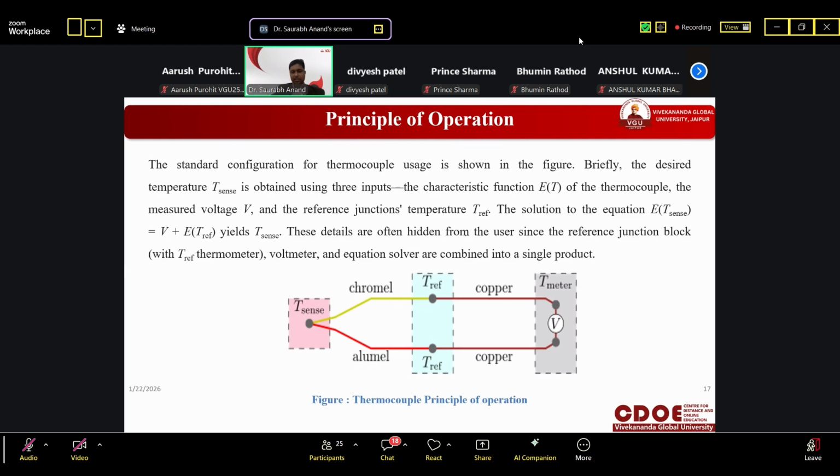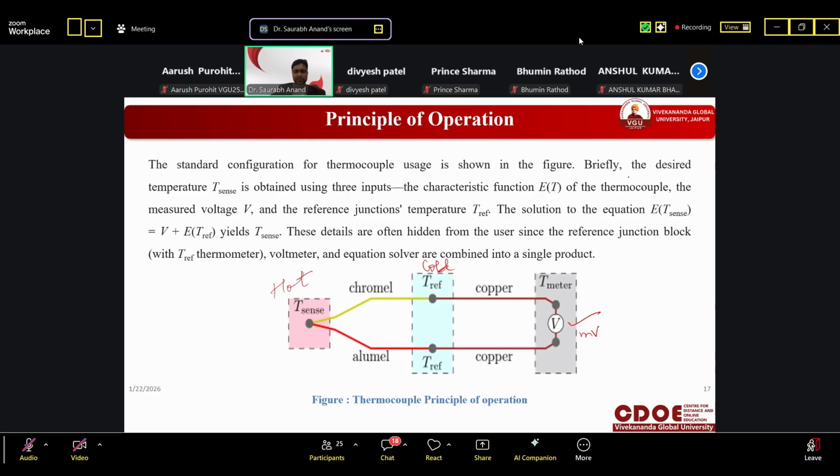So this is the principal operation. This was the hot junction. It was the cold junction, and here we have used the millivoltmeter, right? So what is this?